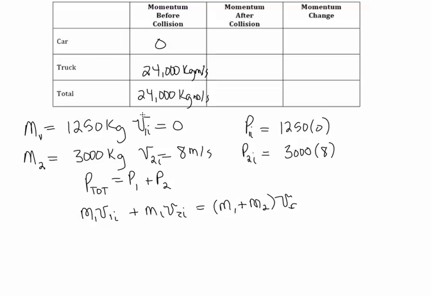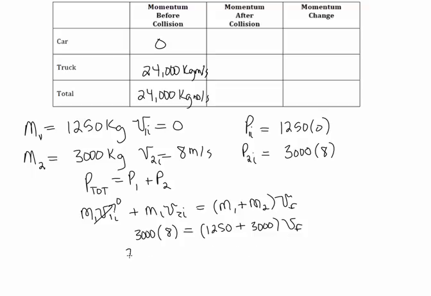So the mass of the car was 1250, but the initial velocity is 0. So any number that I multiply times 0 is going to be 0, so I can just delete that term. Now I'm just concerned with the momentum of the truck. So I'll take 3,000 times v2 initial, which we said was 8, equals the mass of the car. Remember, they're stuck together now, so that's 1250 plus the mass of the truck, which was 3,000, times the final velocity. Now remember, the final velocity for both of them will be the same.